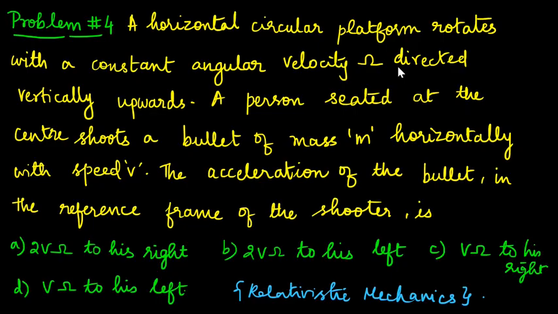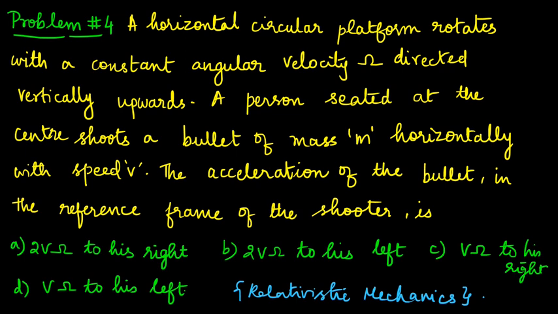So let us jump to our next problem, which is again from relativistic mechanics. So here it's a non-inertial frame, because here the frame will be rotating. It is said that the platform rotates with a constant angular velocity omega, and a person seated in the center shoots a bullet of mass m horizontally with speed v, and we have to find the acceleration of the bullet.